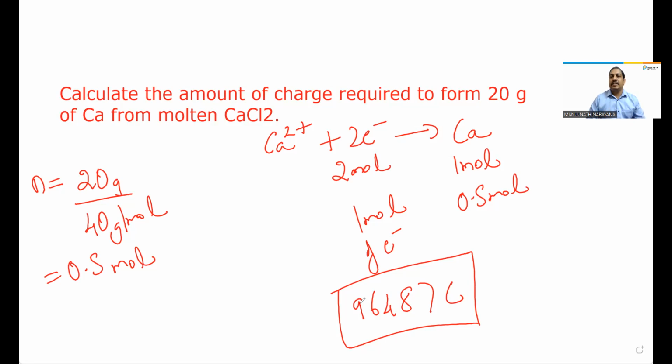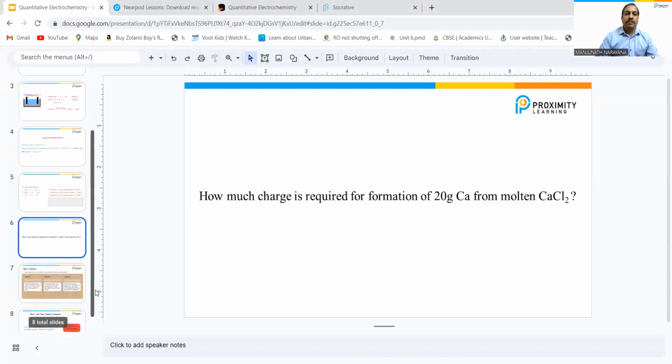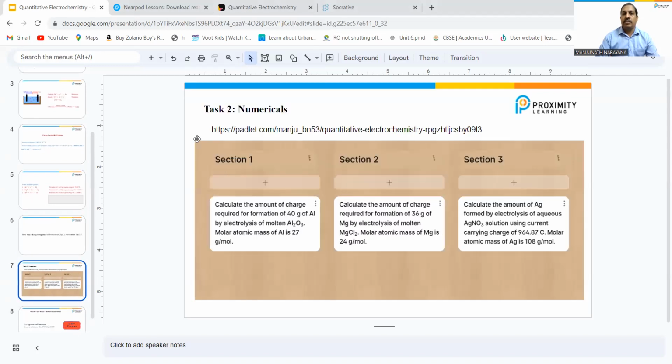So now it's time for teamwork. I divided the class into 3 sections, and each section has been assigned a numerical problem. I provided the Padlet link in the chat box. So go to the Padlet link and, in your respective teams, solve the respective problems. You have 5 minutes for this.